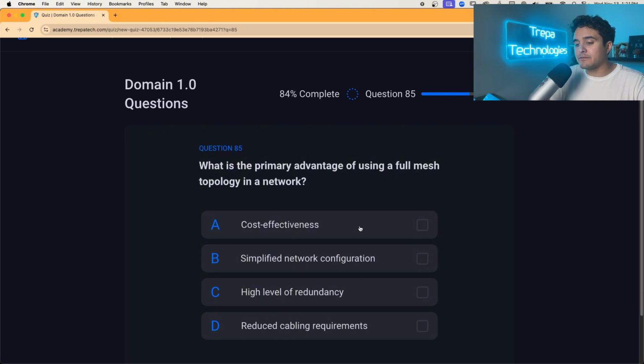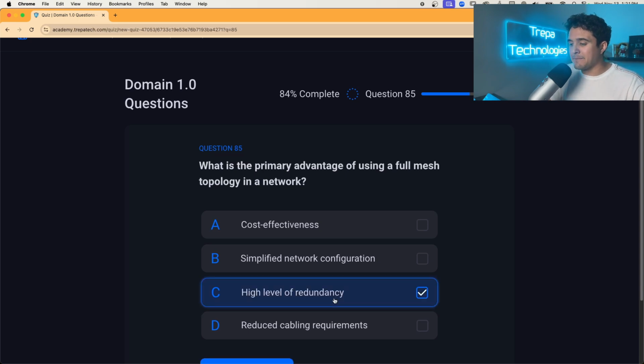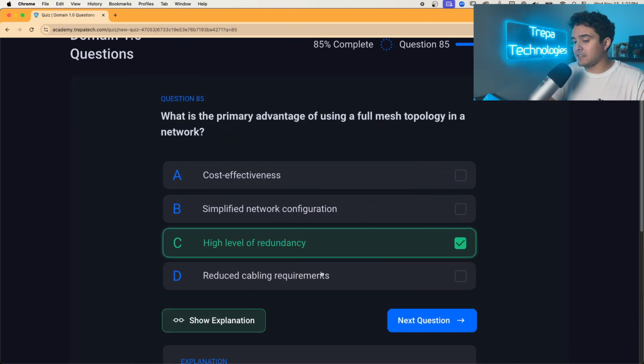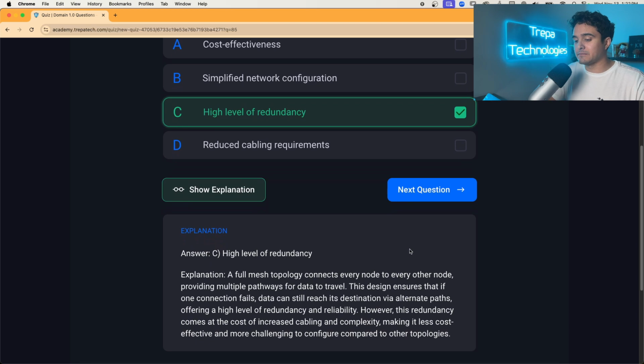Question 85. What is the primary advantage of using a full mesh topology in a network? It's just redundancy, right? Full mesh is going to provide you high redundancy, but at the increase of cost and the increase of complexity when it comes to management, monitoring, and troubleshooting. But it's going to be C, high level of redundancy. Go ahead and pause the video if you'd like to read the explanation.